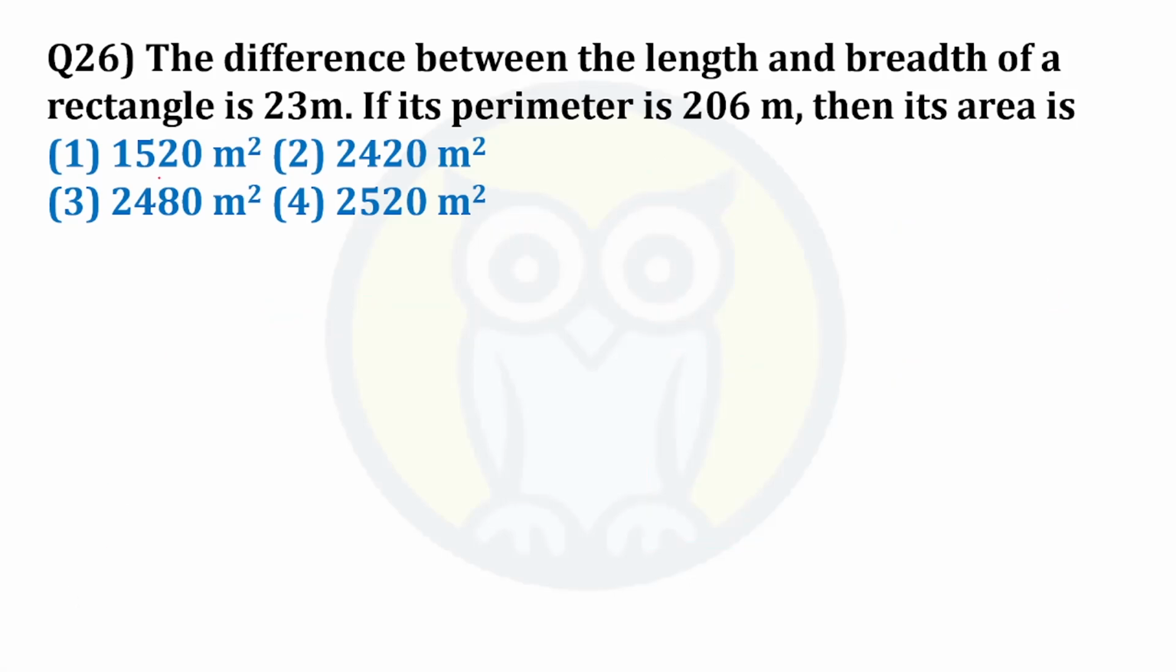Now we can solve. The difference between the length and breadth of the rectangle, length minus breadth, is given as 23 meters. If its perimeter is 206 meters, the perimeter is the sum of all the sides.